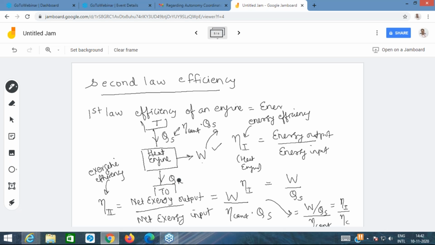Okay, we are not comparing the input to the output when you are talking about exergetic efficiency. Please note, we are not comparing the energy input and energy output in the second law efficiency. We are comparing the maximum work potential and the actual work potential realized when you are talking about exergetic efficiency or second law efficiency. I hope this is clear to all of you.